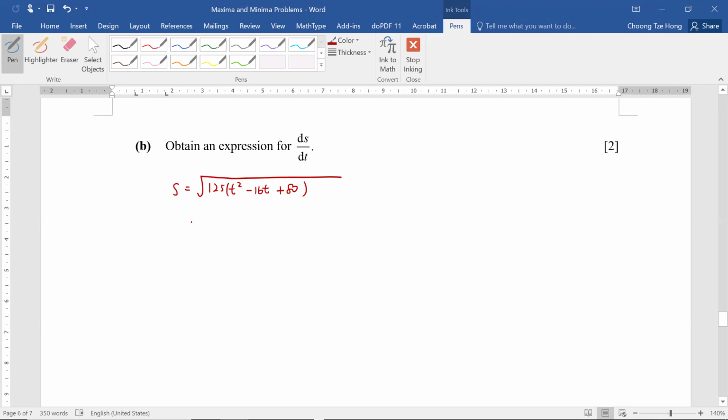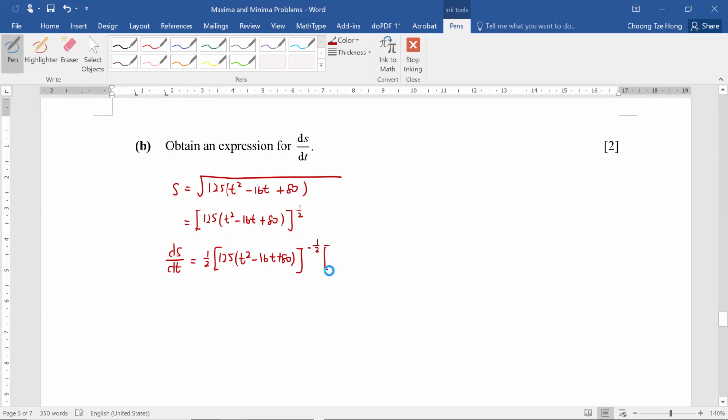If we want to put it in a form suitable for differentiation, square root is power half. So it's (125t² minus 16t plus 80) to the power of half. To differentiate this, we're going to use the chain rule. The power goes in front, and this whole thing will reduce the power by 1. So if half minus 1, you get power negative half.